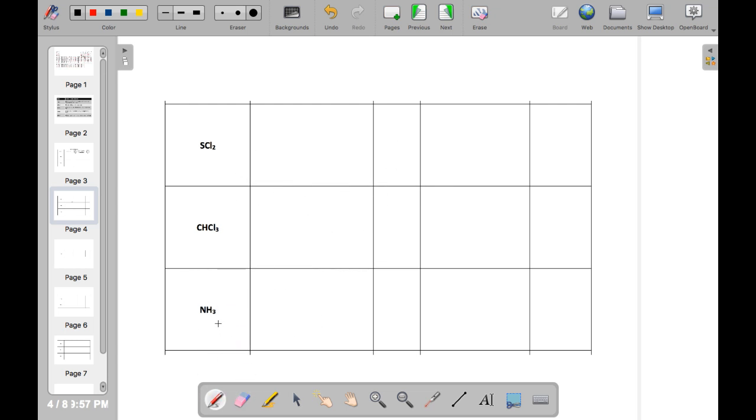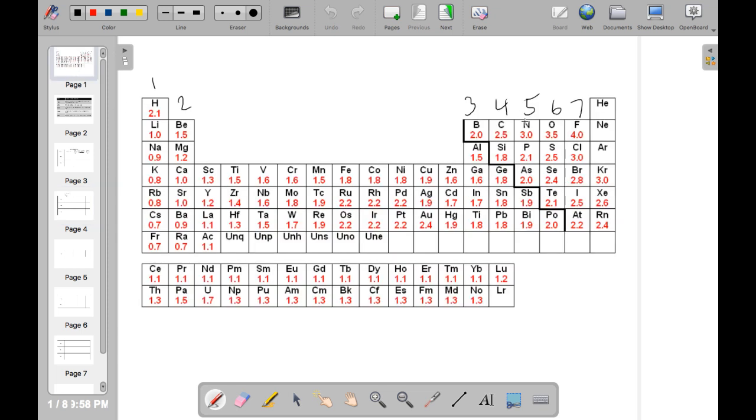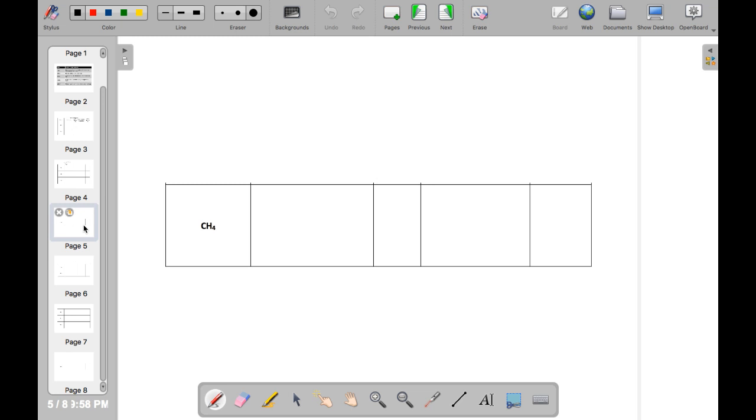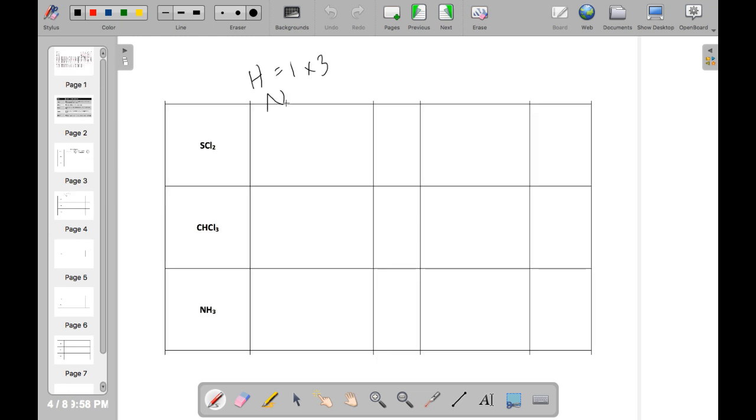NH3. This is actually called ammonia. Not ammonium, that's NH4 plus 1. This is ammonia. But we have 3 hydrogens. That hydrogen equals 1, but there's 3 of them. And that nitrogen is going to equal 5. Oops. So we have 8.